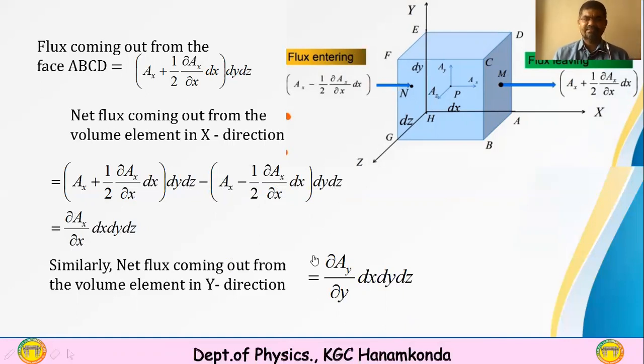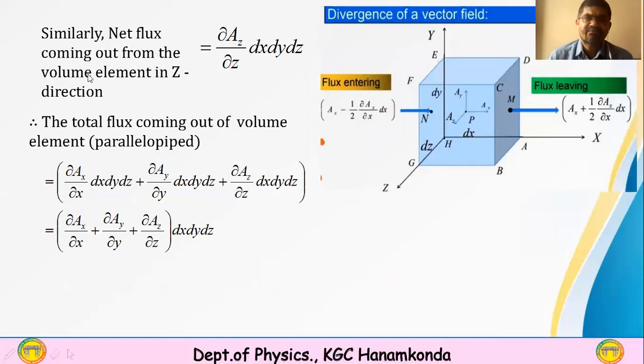Similarly, we can calculate the net flux coming out along the y-axis and z-axis. Earlier I said this field is expanding along all three axes. Therefore, the net flux coming out from the volume element in the y direction is ∂Ay/∂y dx dy dz. Similarly, the net flux coming out from the volume element along the z direction is given by ∂Az/∂z dx dy dz. This is the flux coming out along the z direction.